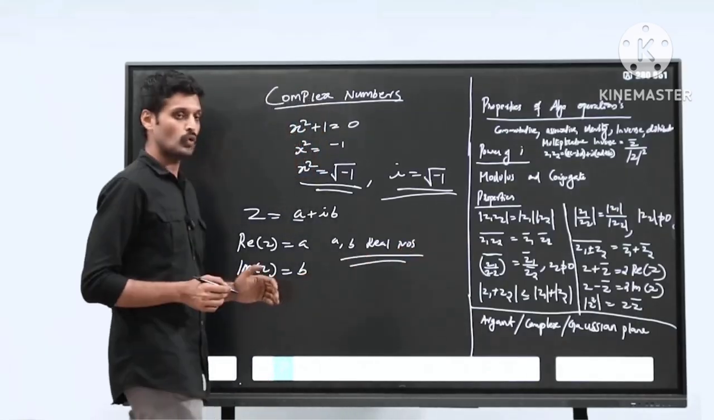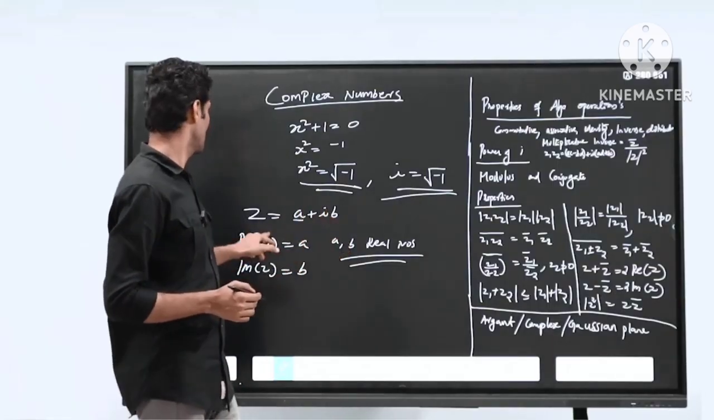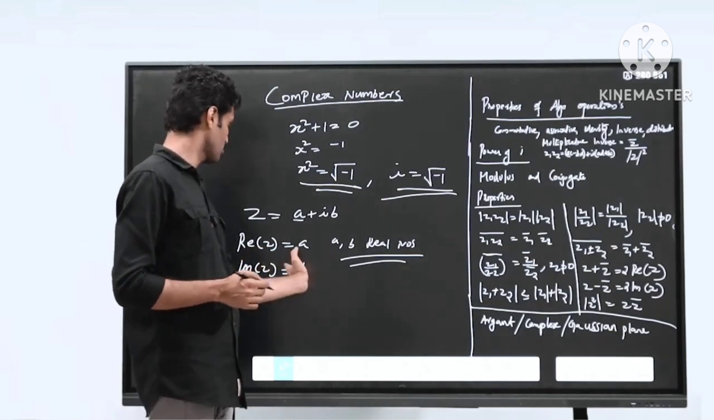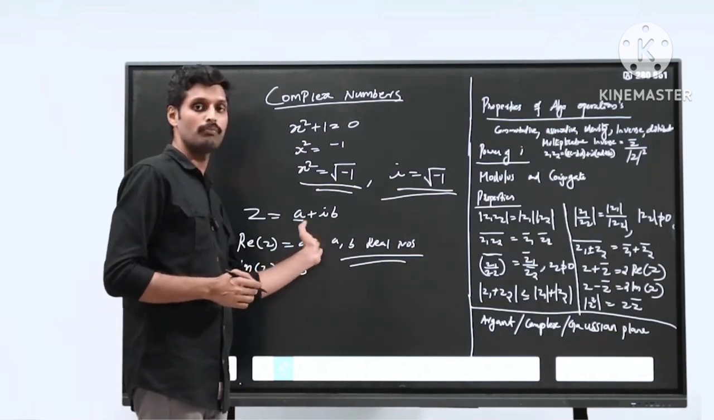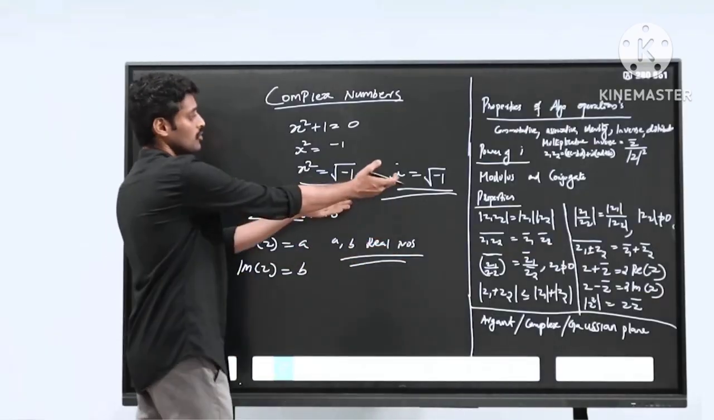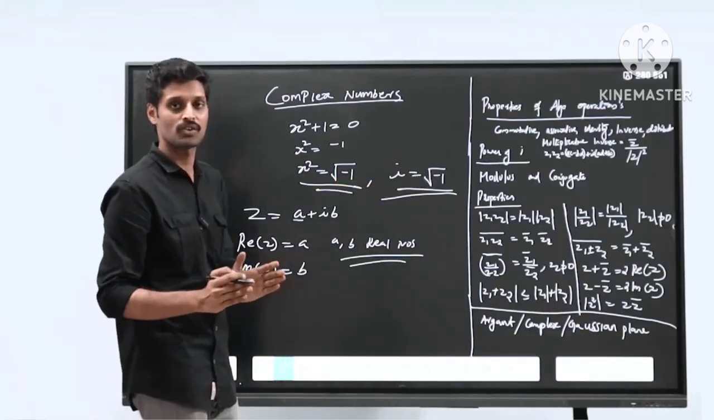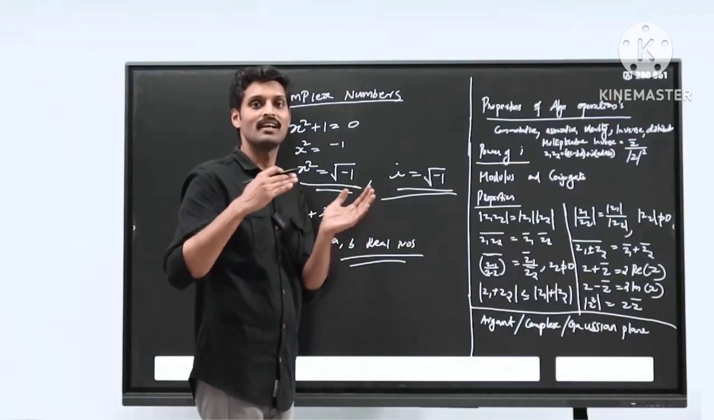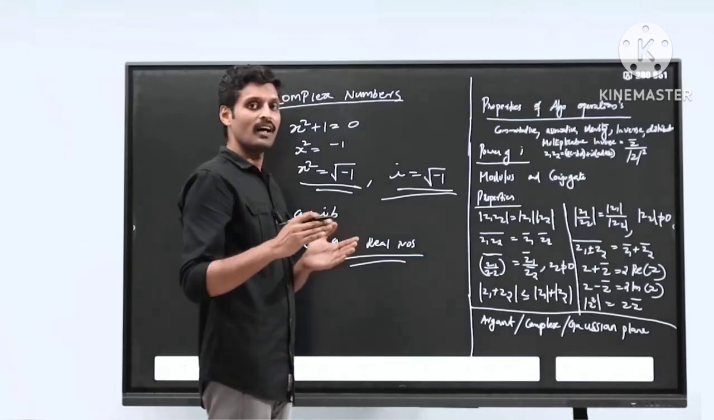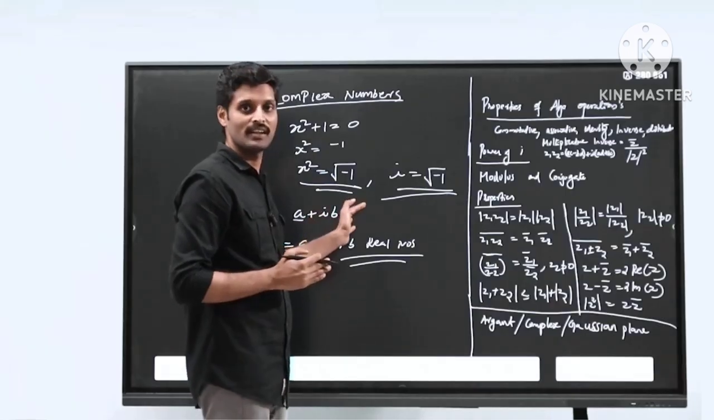So a complex number is a number which can be expressed in the form of a plus ib, where the real part of the complex number is Re z equal to a, and the imaginary part of the complex number is Im z equal to b, where a and b are real numbers, and i, or iota, equal to root of minus 1. This is a complex number. In fact, a complex number is a superset of real numbers. We can express a complex number in the form of real plus imaginary number.